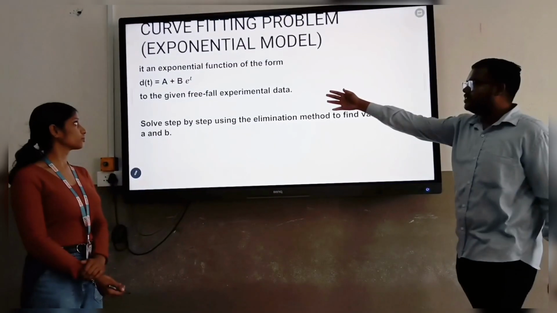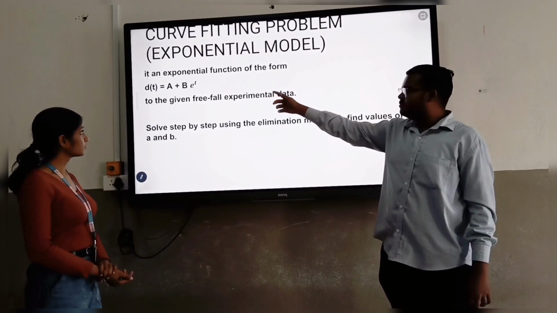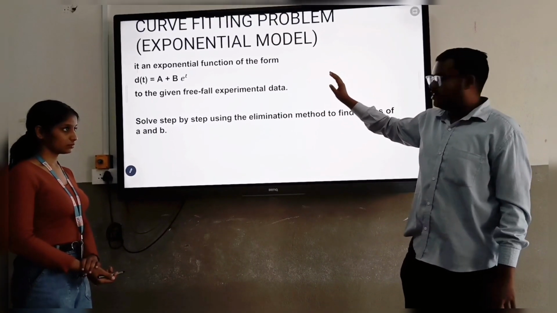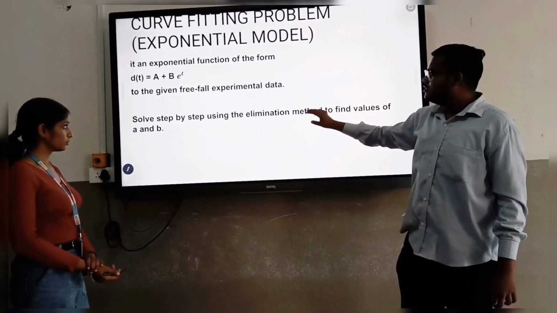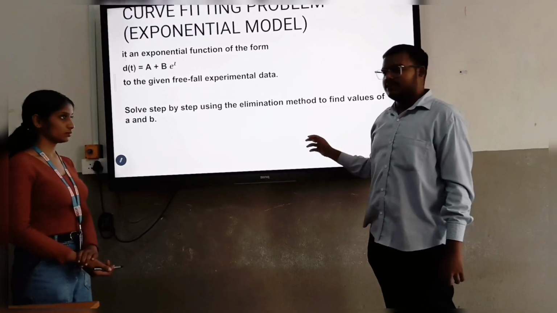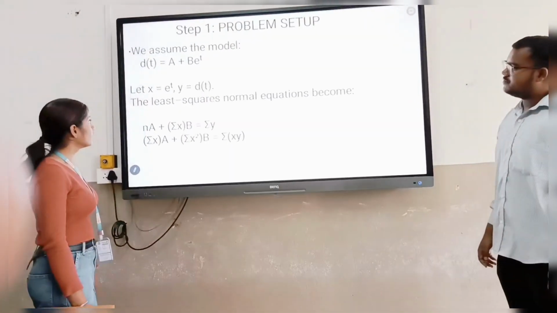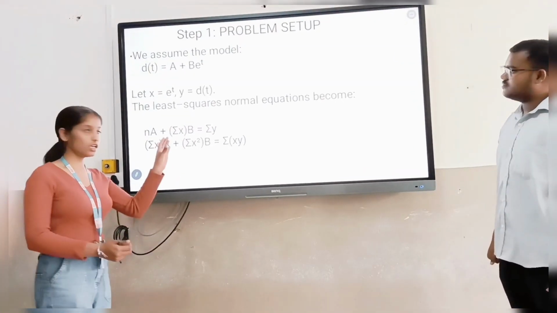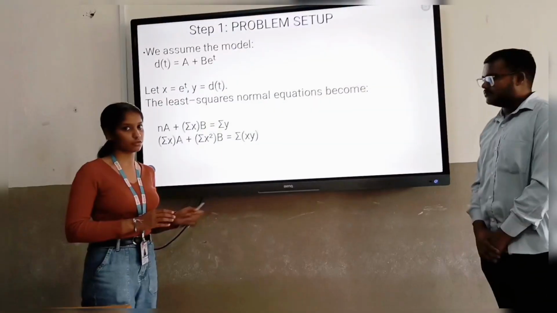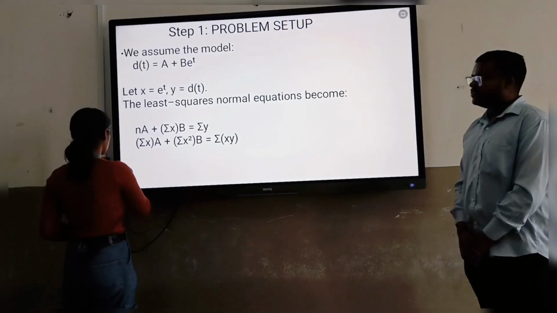Okay, so this is our function, which is d of t equal to a plus b into e raised to t. This is as per given in our data. We have to solve this step by step using the elimination method to find the values of a and b. Now we will be making some assumptions in the equation when we are fitting the curve, so firstly we'll start with the equation which is already given.